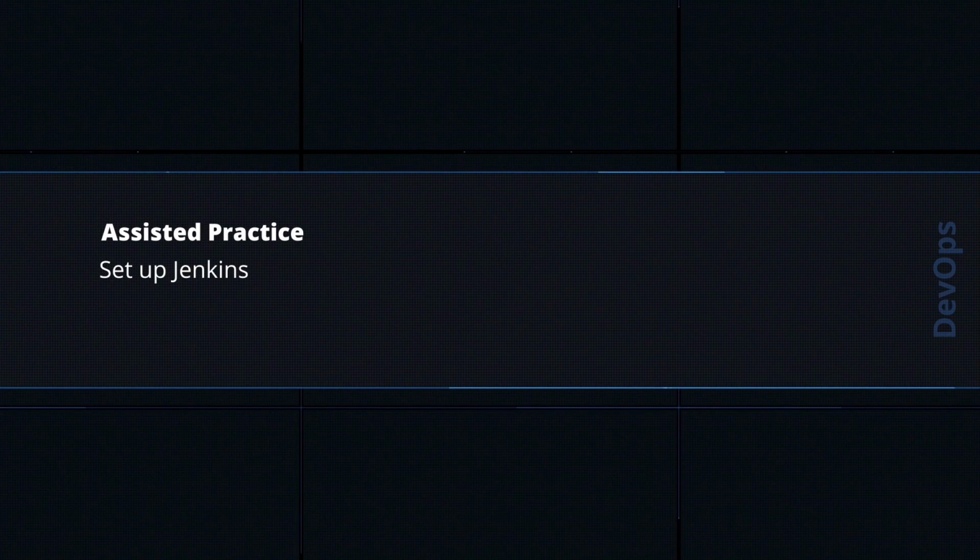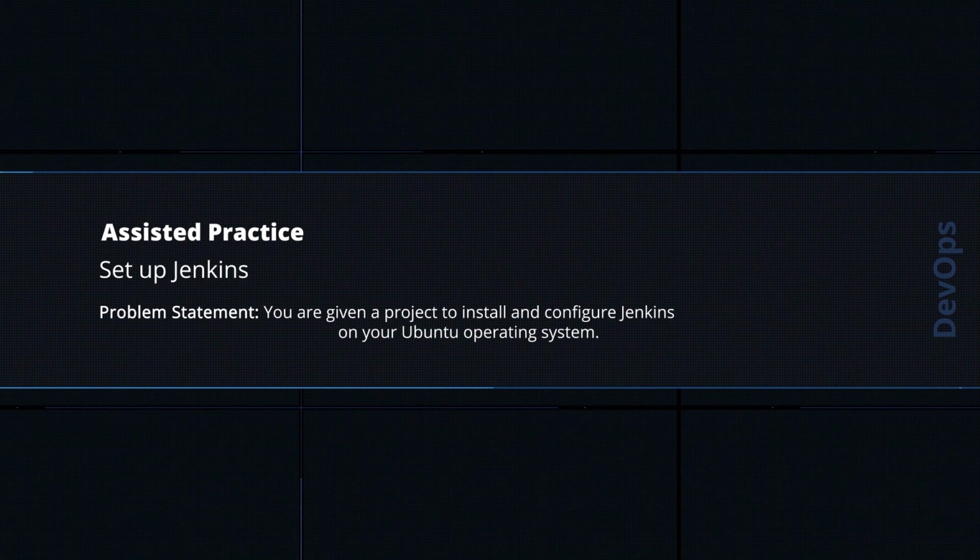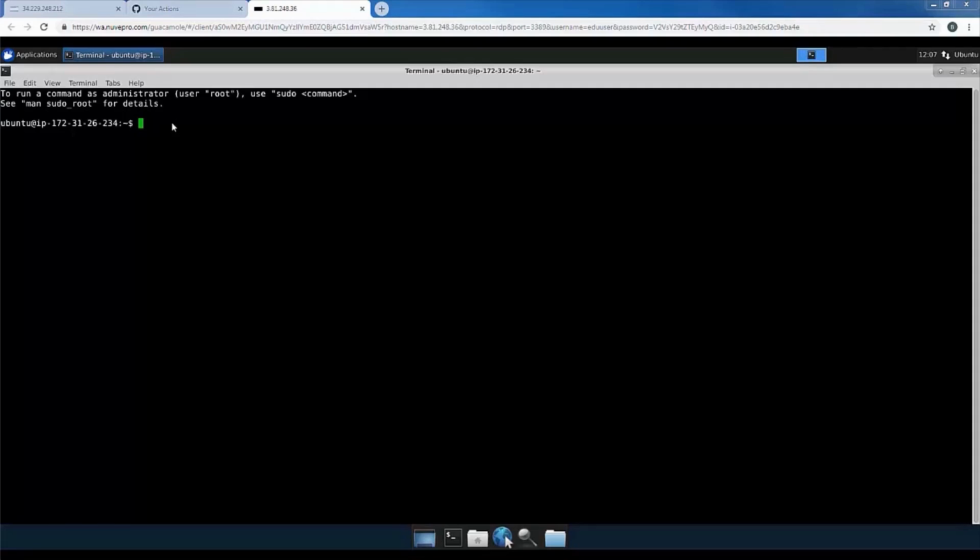Assisted practice. Set up Jenkins. Let's take a look at the assisted practice. You are given a project to install and configure Jenkins on the Ubuntu operating system of your Learning Lab virtual machine. Lab 3.1. Installing and configuring Jenkins.